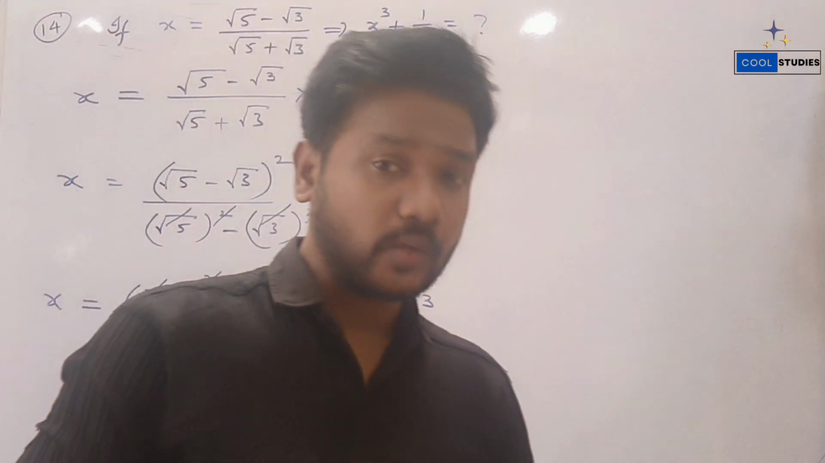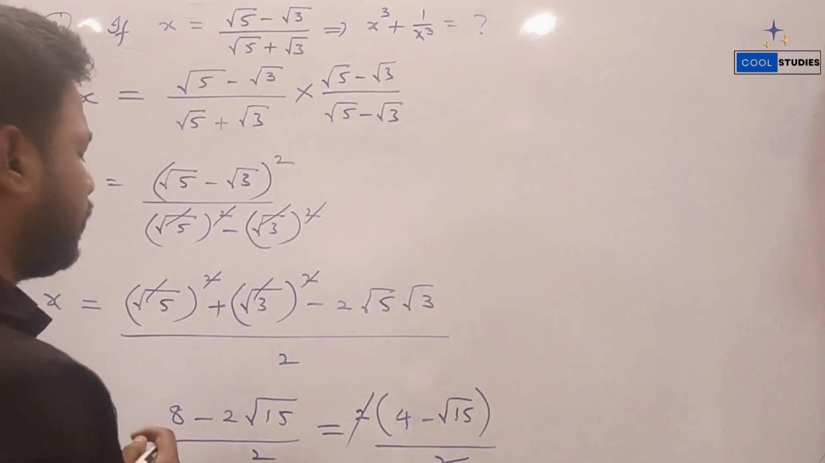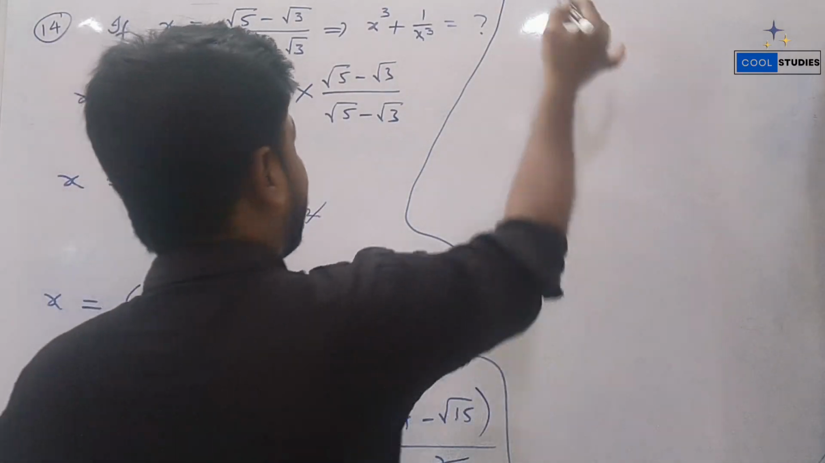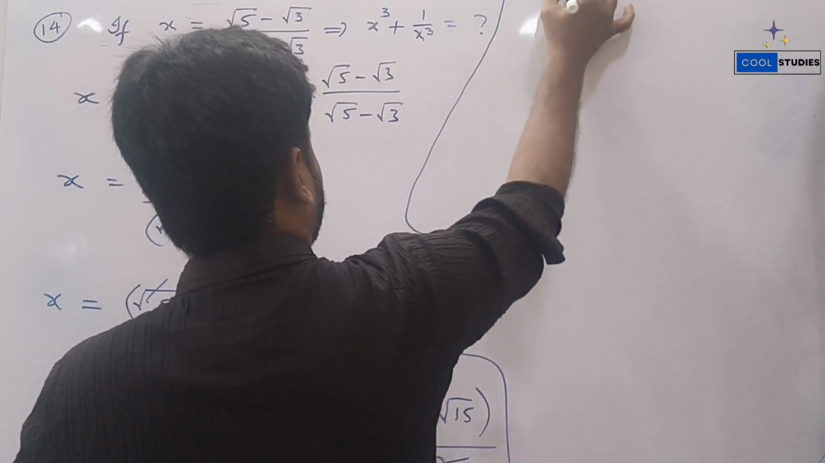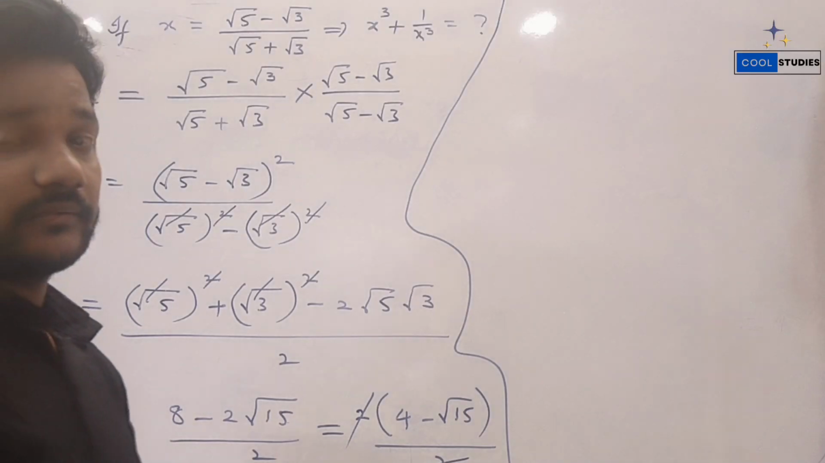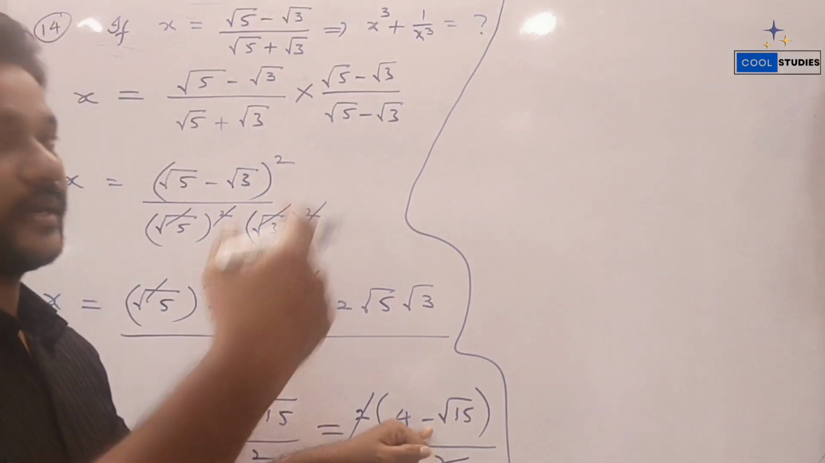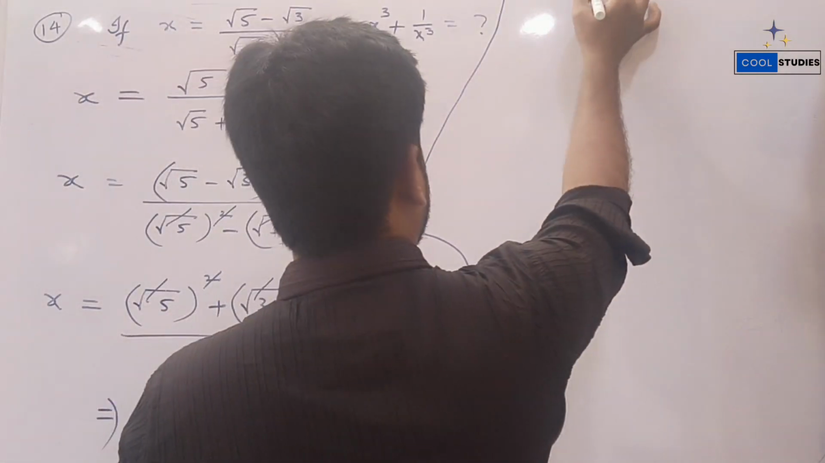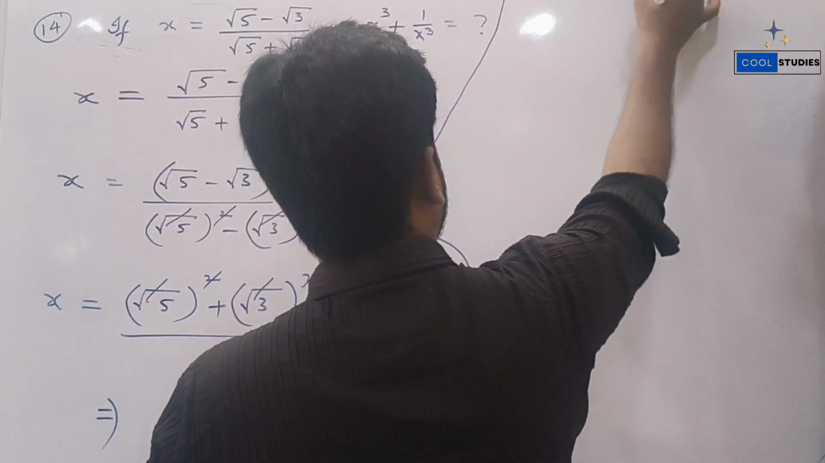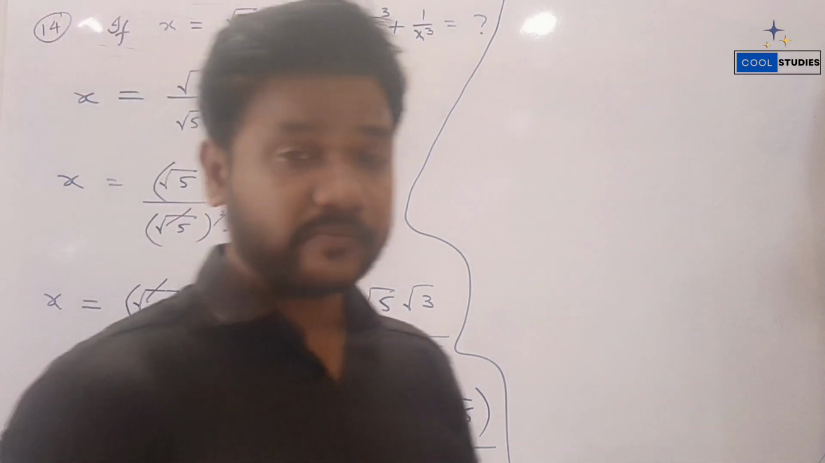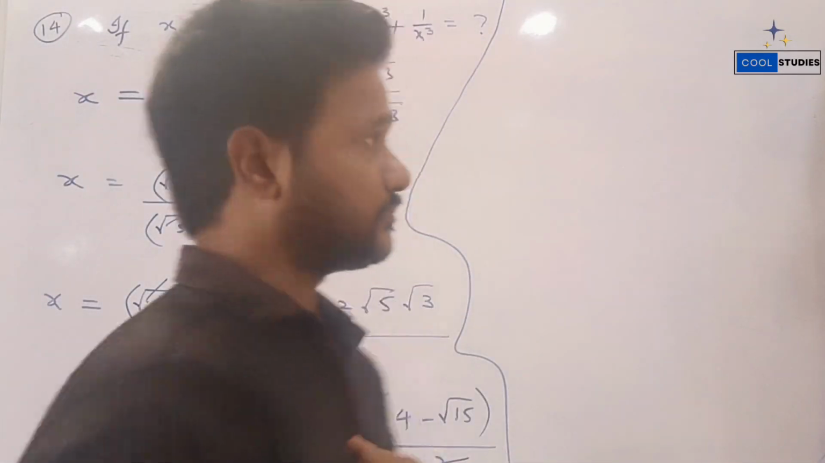Now tell me, x is 4 minus root 15. Then what about 1 by x? We can write it directly. What is the answer here? Instead of minus, write the plus: 4 plus root 15. So we have both values, x as well as 1 by x.